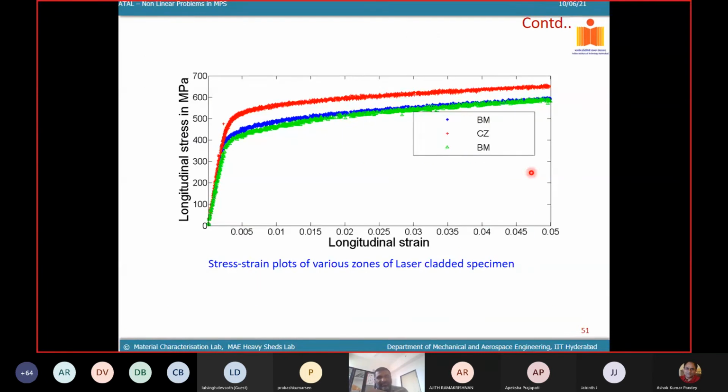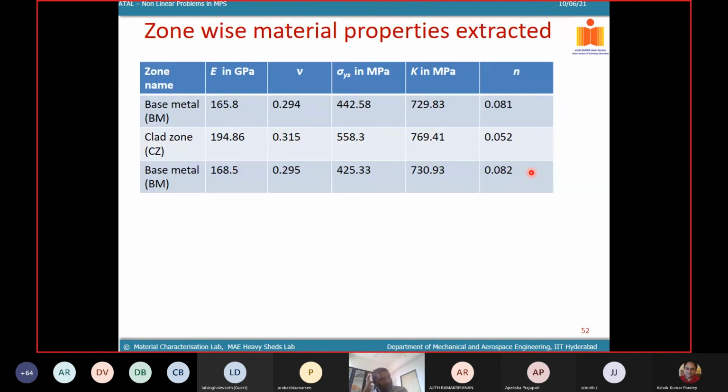So this is for a clad sample and base metal, how stress strain varies for a cladded zone. You can see that for the base metal, your yield strength is considerably lower, whereas for the clad zone, your yield strength is quite high. So this is a typical response, okay, after you clad. And these are the properties which we have extracted. We also fitted the Hollomon power law, the strength coefficient and the n. And if you look at the yield strength, there's a considerable difference, almost 100 MPa, between the clad zone and the base metal.